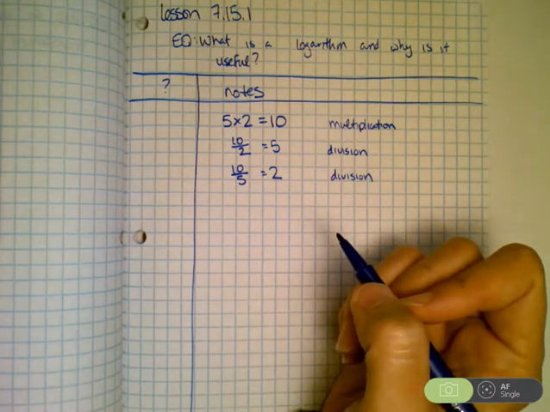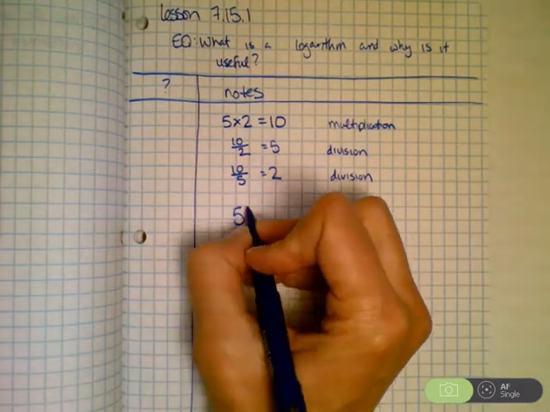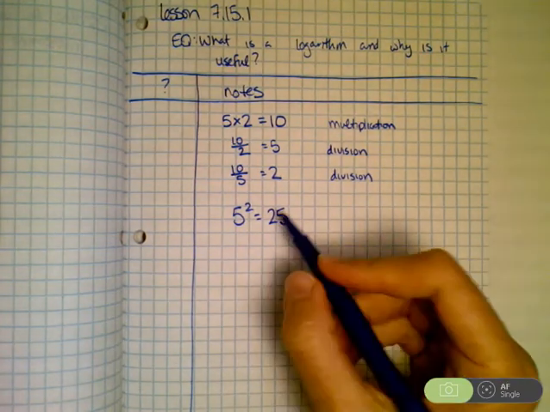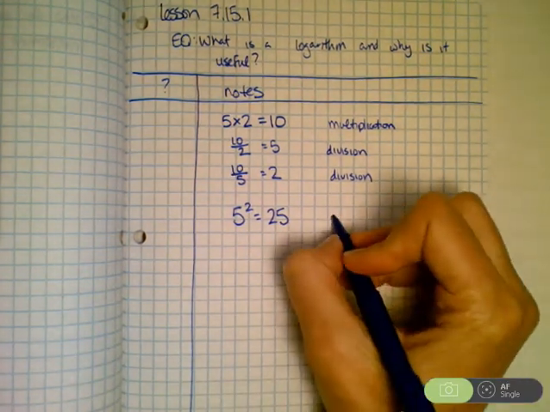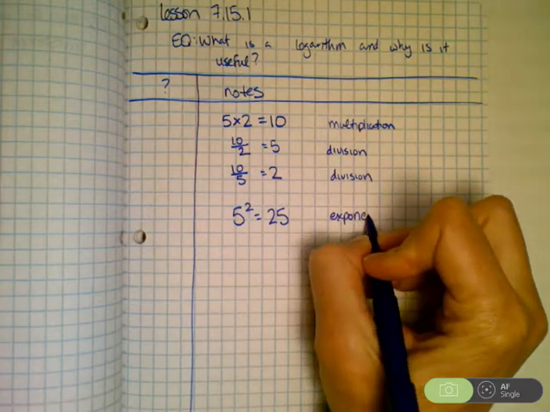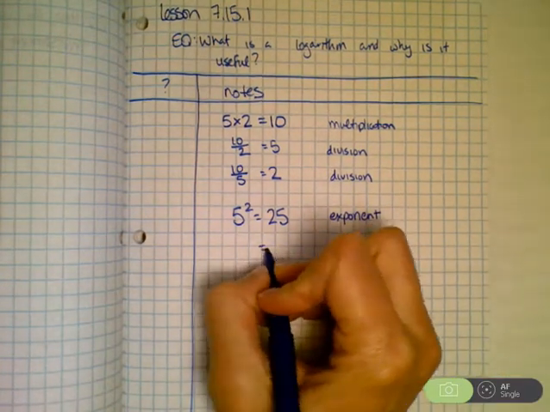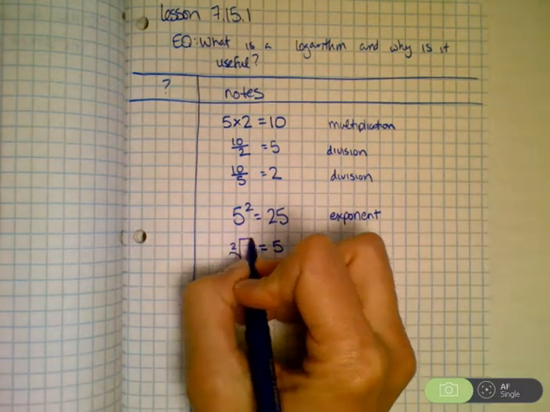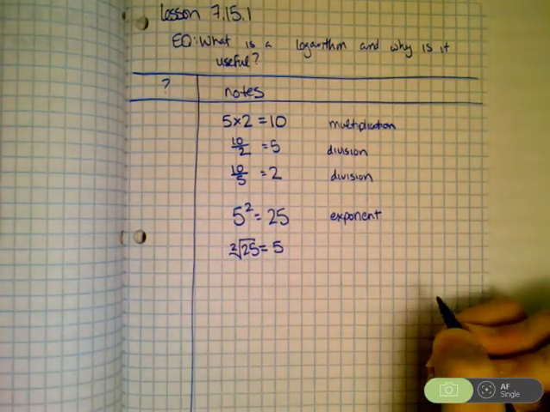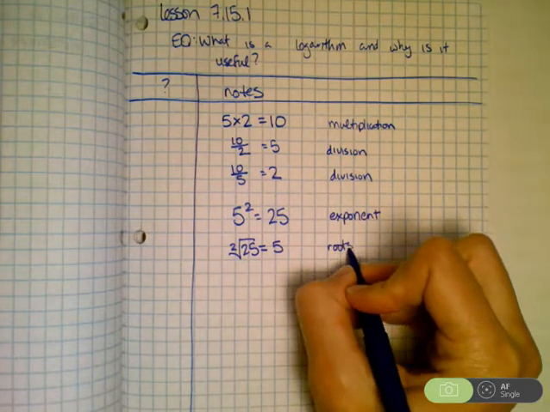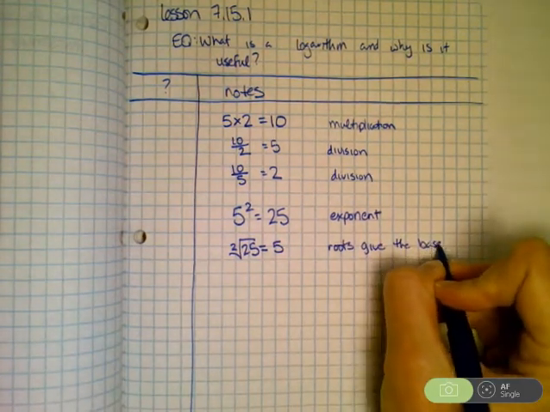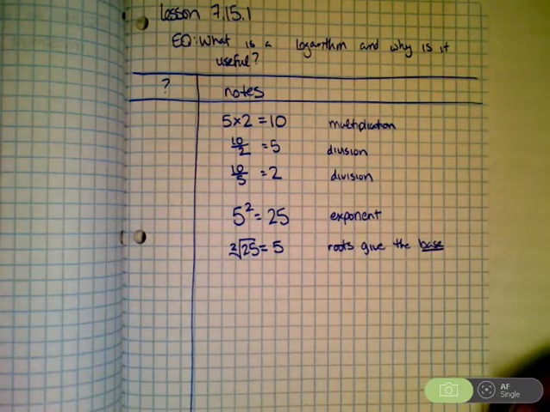So that idea of inverse operations brings us to this problem. 5 squared is 25. So that's a problem with an exponent in it. And you also know that if you wanted to get back the 5, you would do the square root of 25. So roots give the base from the exponent problem.